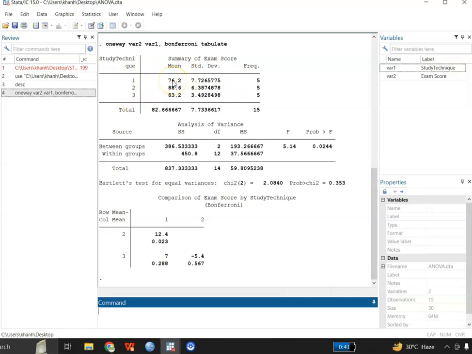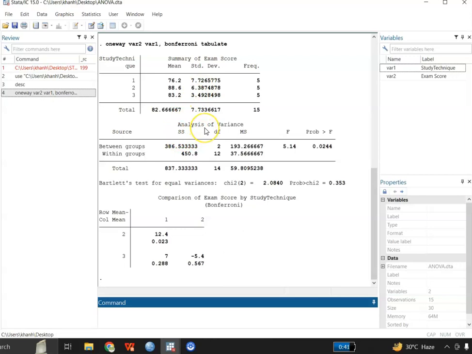This is the mean exam score for those students who used technique 1, this is the mean exam score for those who used technique 2, and this one is the mean exam score for those using technique 3. This is the overall average, and this is the overall standard deviation, and these are the other standard deviations for the students using the various techniques.